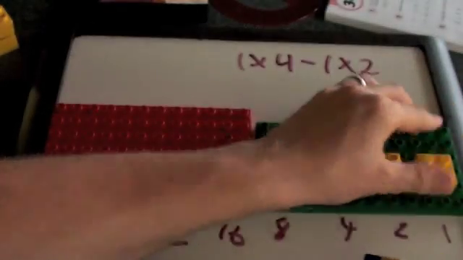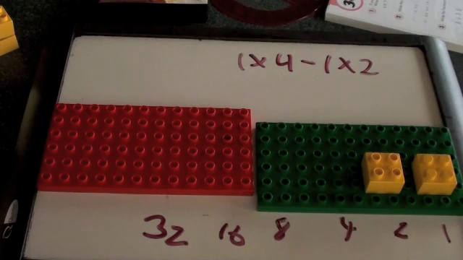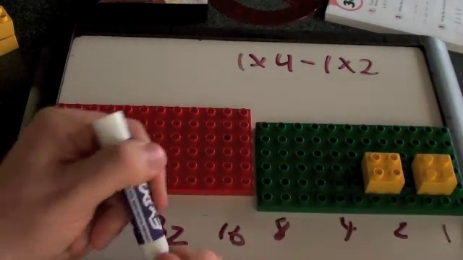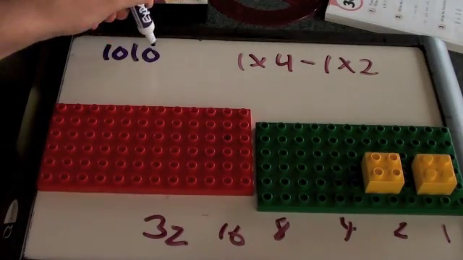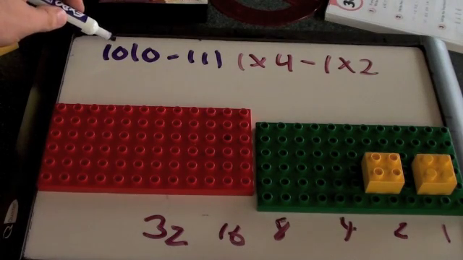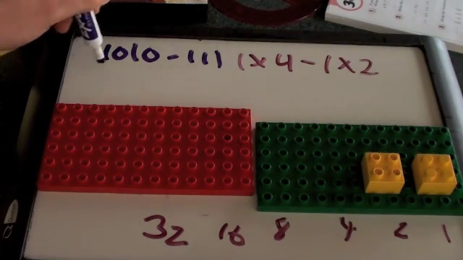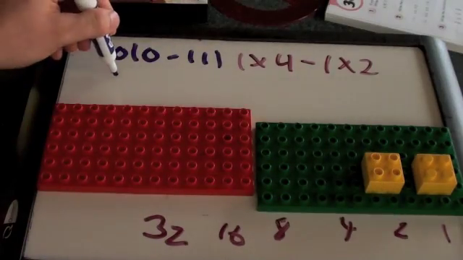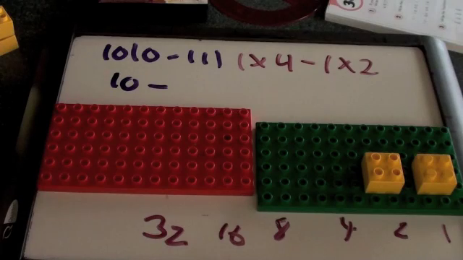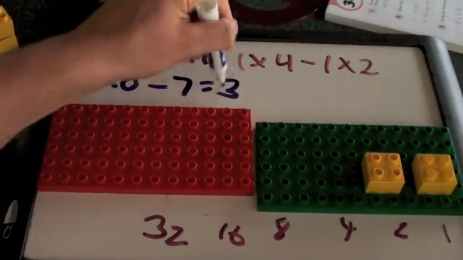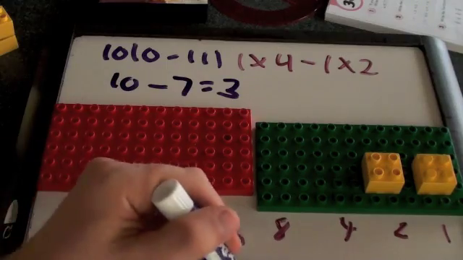So here I'm left with 1, 1. Now my original problem was 1, 0, 1, 0 minus 1, 1, 1. Well, 1, 0, 1, 0 is 1 in the 8s place and 1 in the 2s place, so it's 10. And 1, 1, 1 is 7. So 10 minus 7 is 3. And did we get 3 as the answer? Yes, 1, 1. Very good.